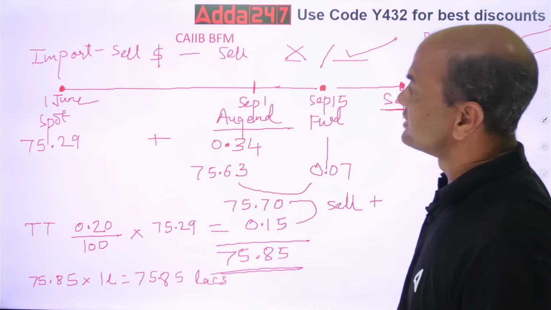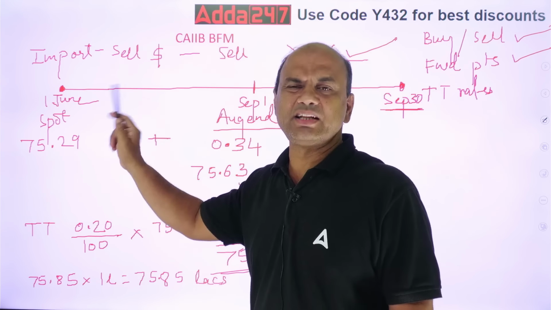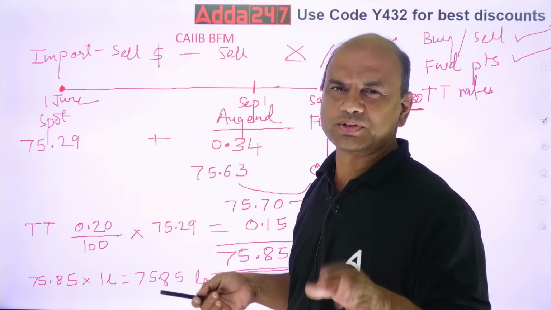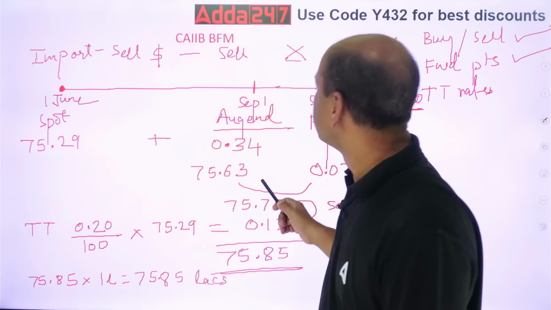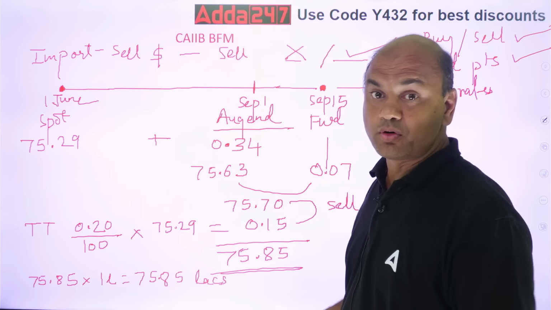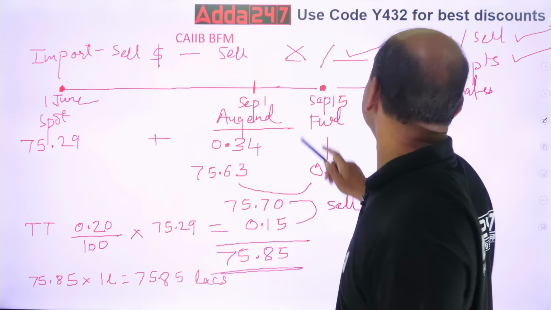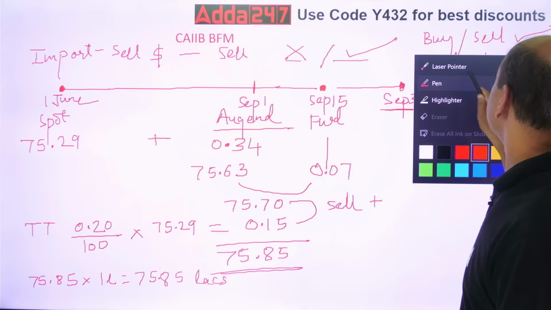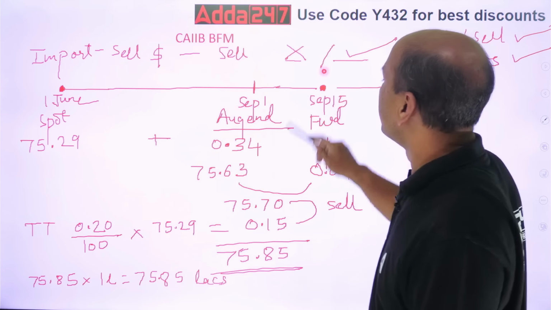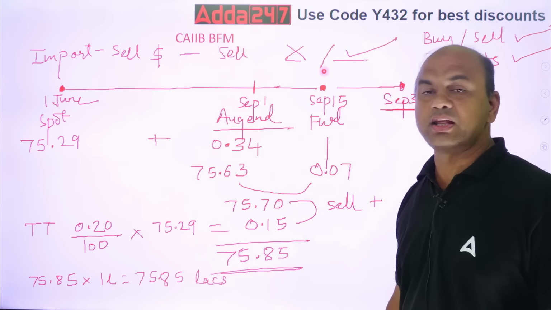Let's say this date is anything. We don't know the date. Let's take it as 1st June. When is this forward transaction happening? September 15th. So I have to book the rate for September 15th. Okay, I have to book the rate for September 15th.